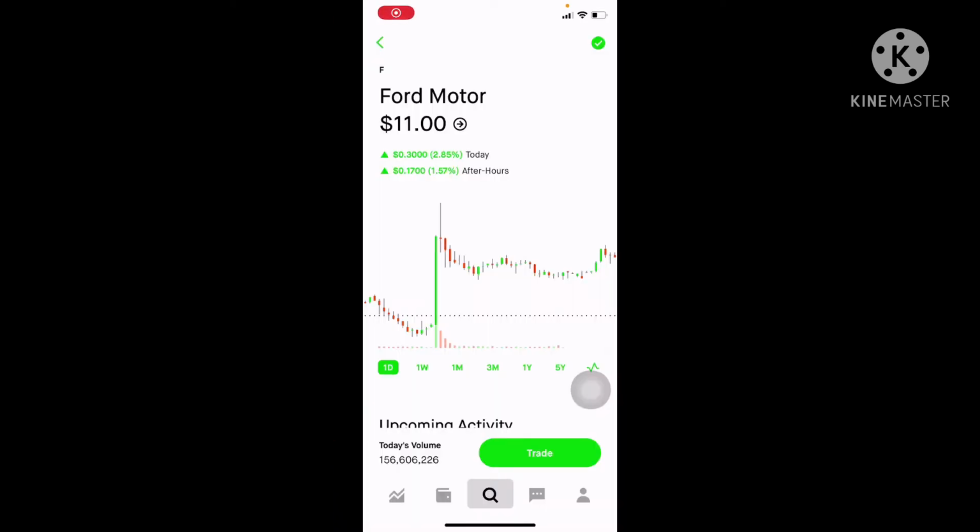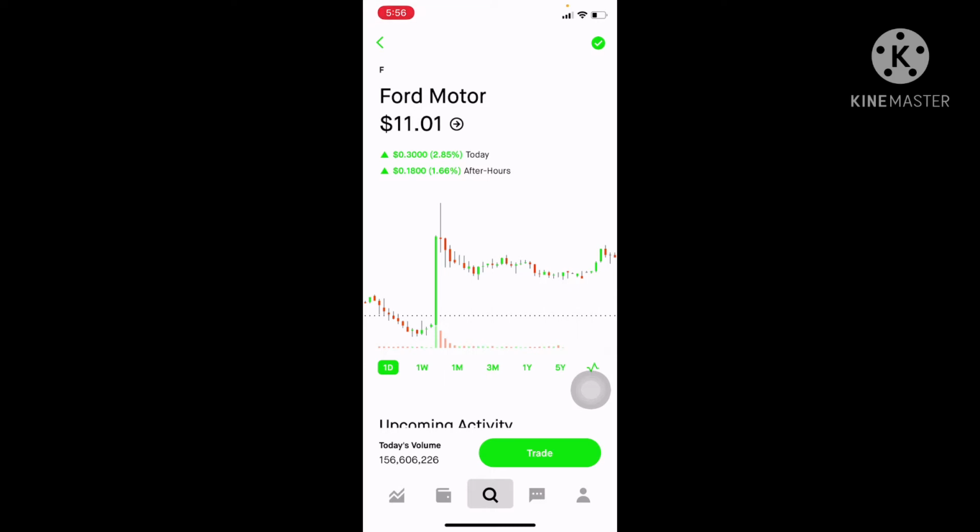Now here we have the ticker symbol F, which is the symbol for the stock Ford. As you can see, Ford right now after hours is trading at $11.01 per share. If you also look at the bottom of the screen, it says today's volume. Today's volume on Ford transactions was 156,606,226, which is good volume for a stock. You want to make sure that the stock or option that you're trading has daily volume, and you want your volumes to be in the hundreds of thousands to the millions.